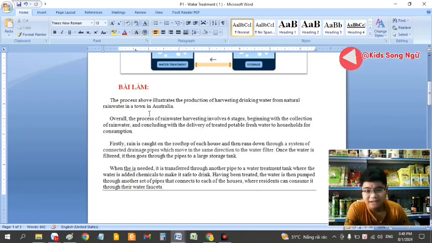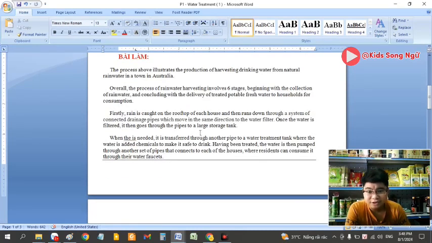Firstly, rain is caught on the rooftop of each house and then runs down through a system of connected drainage pipes, which move in the same direction to the water filter. Once the water is filtered, it then goes through a pipe to a large storage tank. When this is needed, it is transferred through another pipe to a water treatment tank where chemicals are added to make it safe to drink.